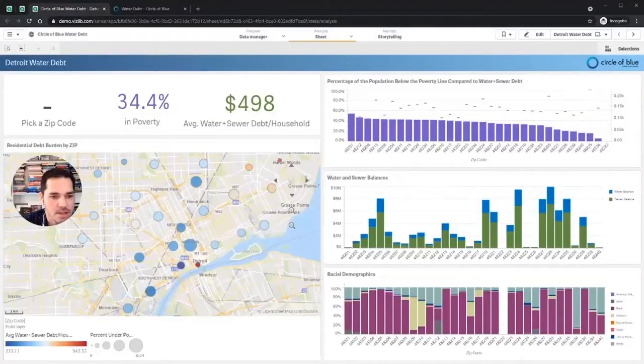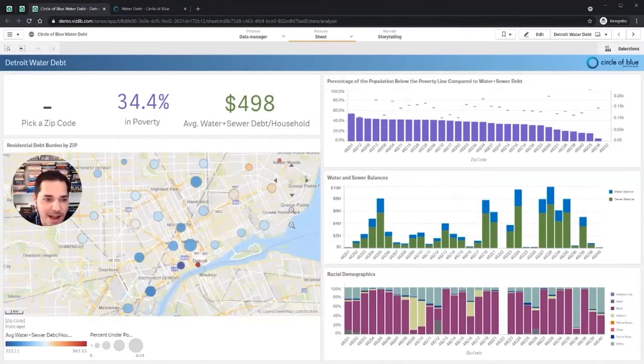Hey, Joe. Thanks, Carl. So what we have here is another chance for us to blend together different data sources, and Qlik is really good with that. It's some hand-collected data from one of the reporters at Circle of Blue, Brett, and he's taken water debt data, which is a combination of both water and sewer debt, and also has demographics data around these various zip codes that make up the metropolitan Detroit area.